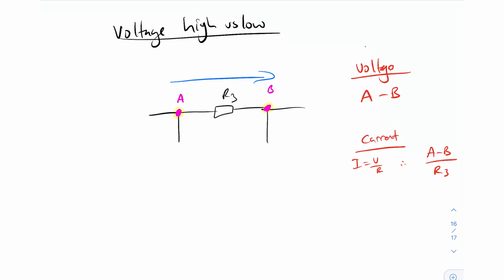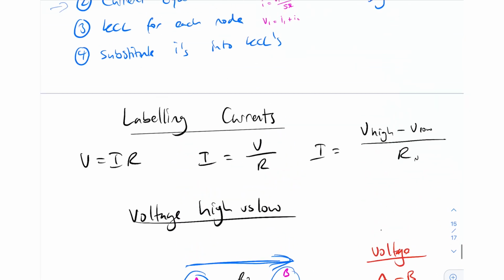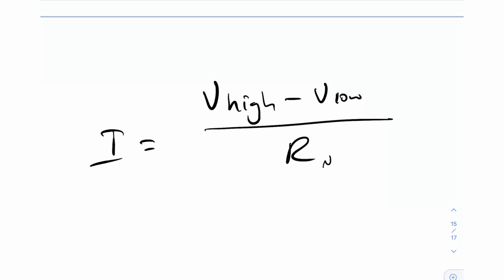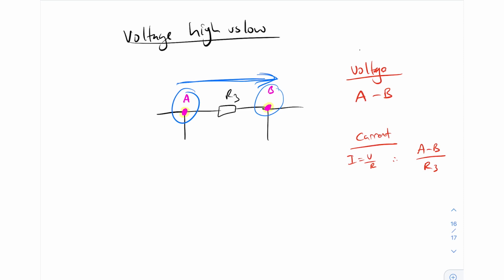Because why? Current flows from high to low, right? So if we're saying that current is flowing from here to there, from A to B, then we're saying that point A has a higher voltage than point B. Therefore, when we're thinking about our template for labeling currents, we're always going to put V high minus V low, so that's the potential difference, divided by R. Okay, hopefully that makes sense. I'm probably not explaining it great, but you'll get it more when we do the example.